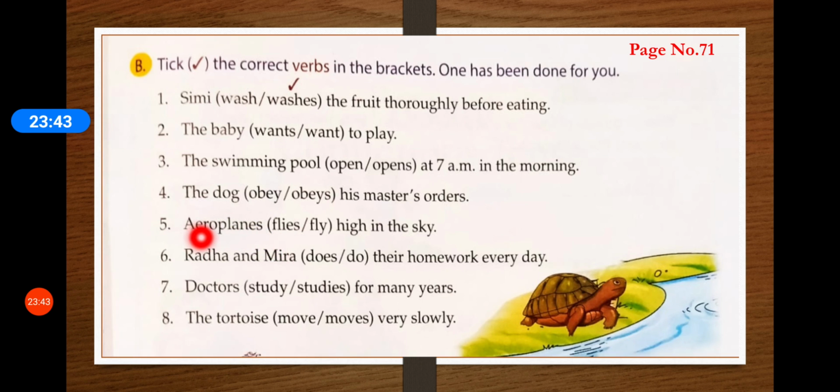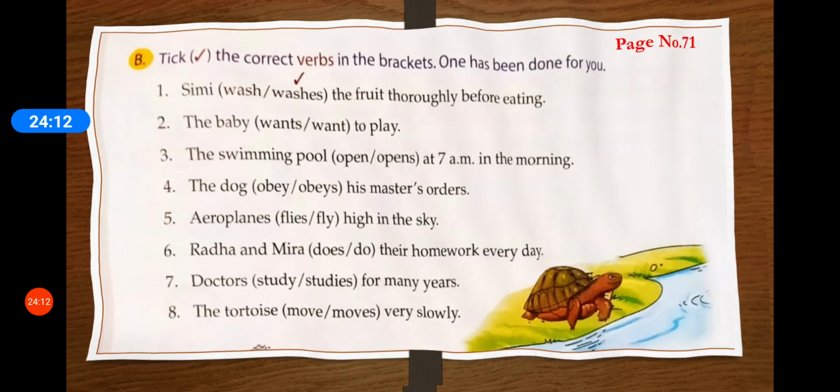Remember the rule. I won't tell you. Radha and Meera. Again, Radha and Meera. Two of them, that makes them plural. So, s or es would be added or not? You know it. Doctors. Again, plural subject. No need to add s or es. Oh my God, I have told you. Tortoise. Singular subject, singular noun. So, what is to be done? You know it well.